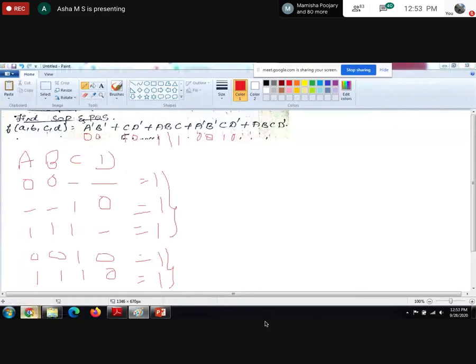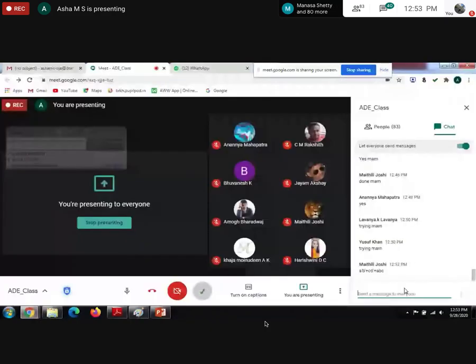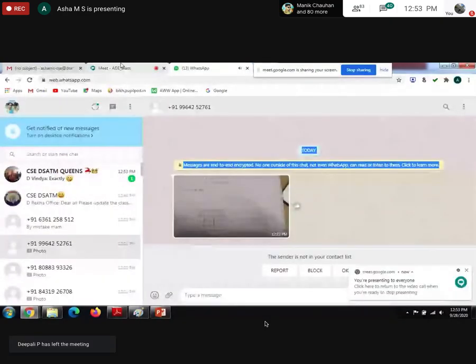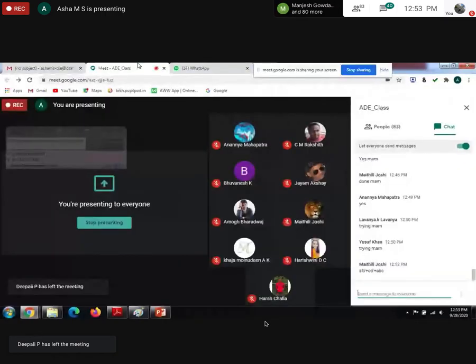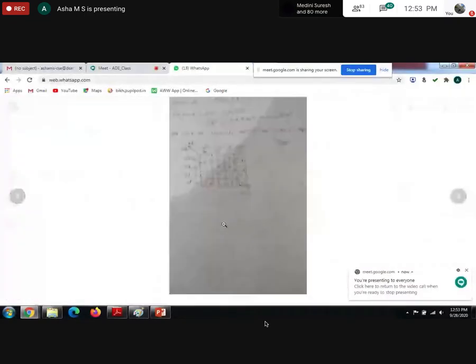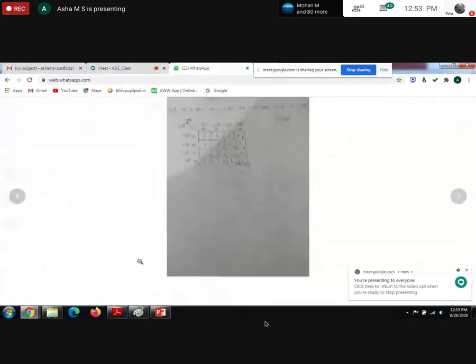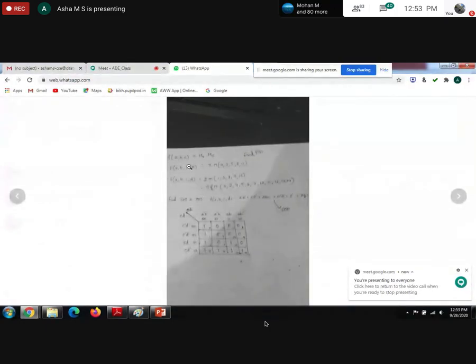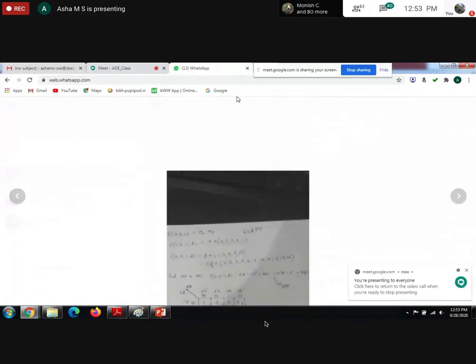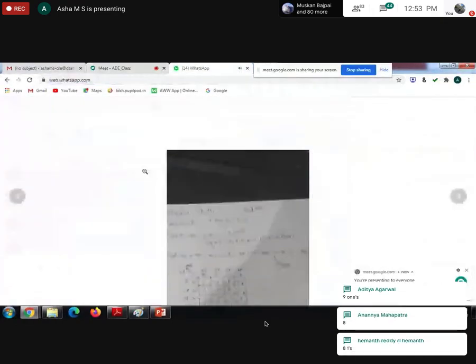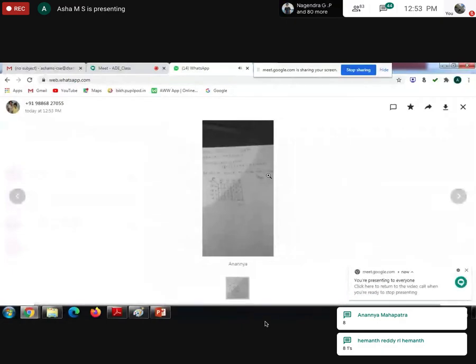Anybody done? Maithili gave the answer itself. I'm asking you people to give the K map. Maithili, totally how many ones did you get? I think this is wrong. I don't know. Wait. Ananya: 8 ones. 4 plus 4, 8.